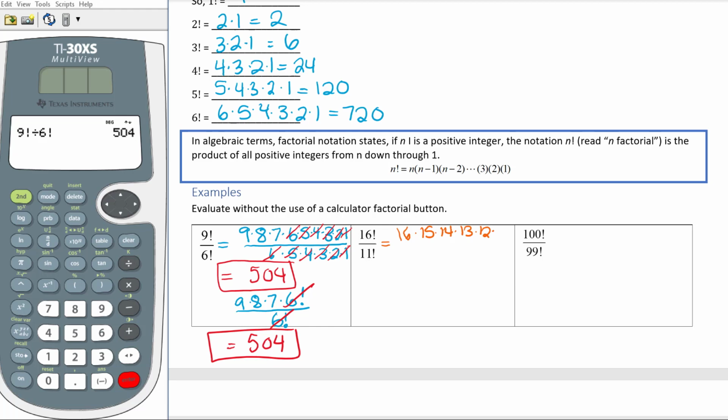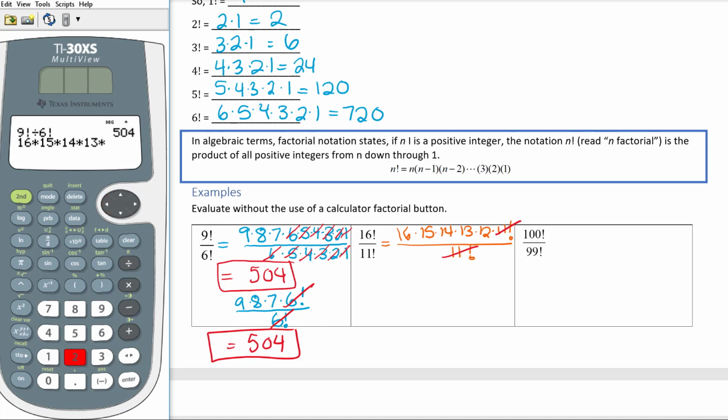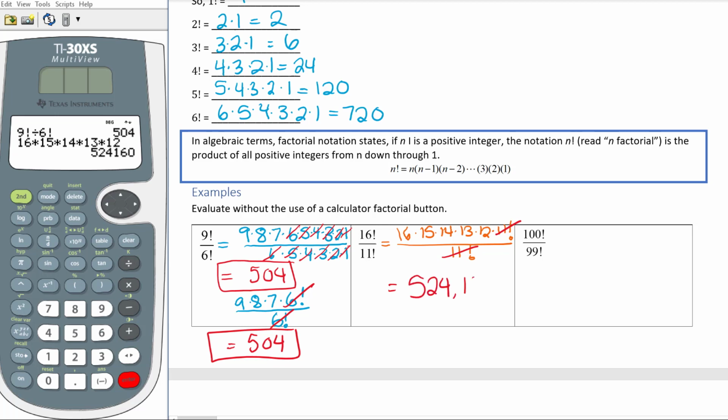So for 16 factorial, I have 16 times 15 times 14 times 13 times 12. Wow, this is going to go on for a long time until you realize that 11 factorial is on the bottom. So if you can just stop at 11 factorial, that will help you realize that 11 factorial and 11 factorial are going to divide out. So all I really need to do is take 16 times 15 times 14 times 13 times 12. And that gets me 524,160.